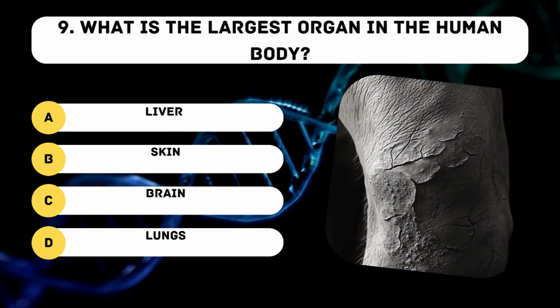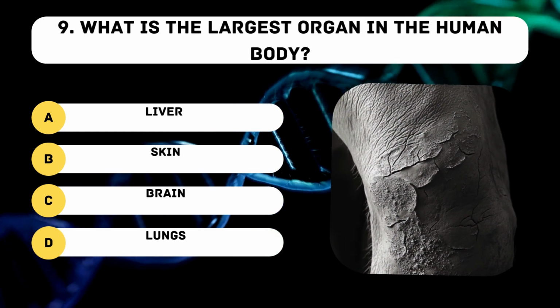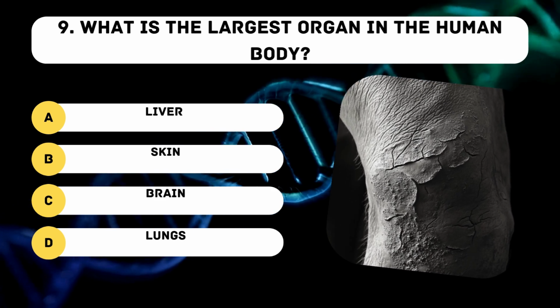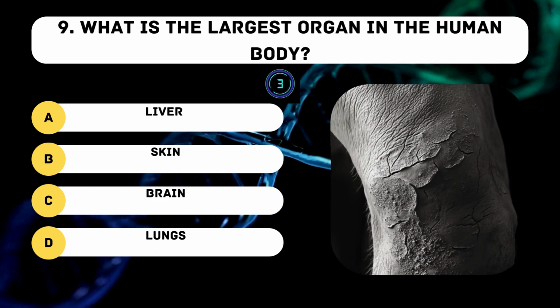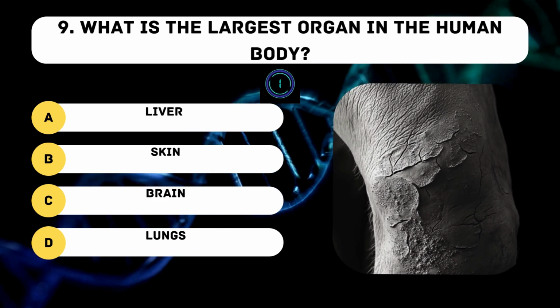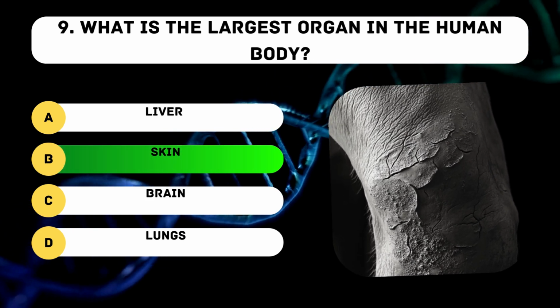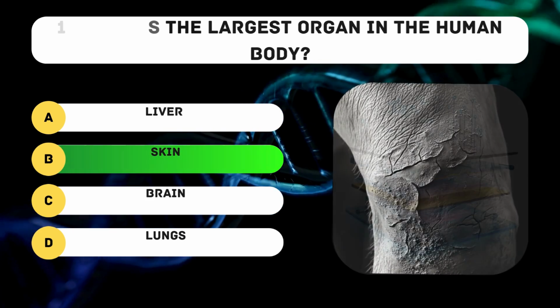9. What is the largest organ in the human body? A. Liver, B. Skin, C. Brain, or D. Lungs? The answer is B. Skin. The skin is the largest organ, protecting the body and regulating temperature.